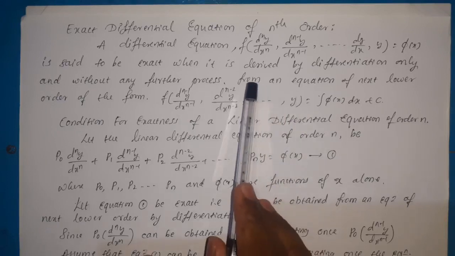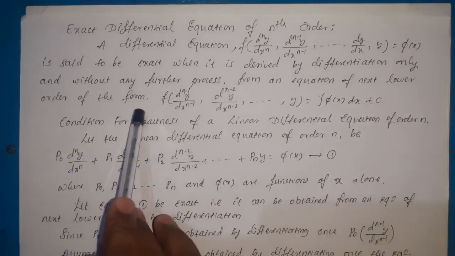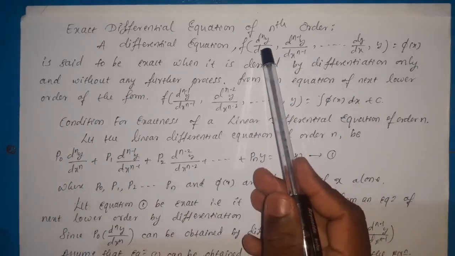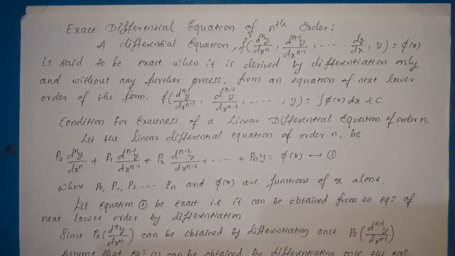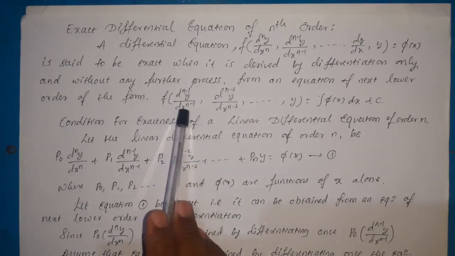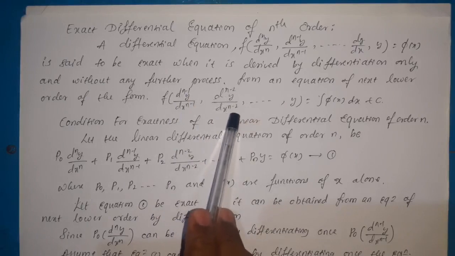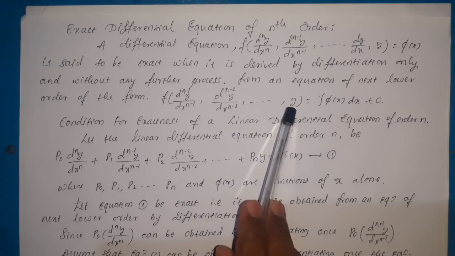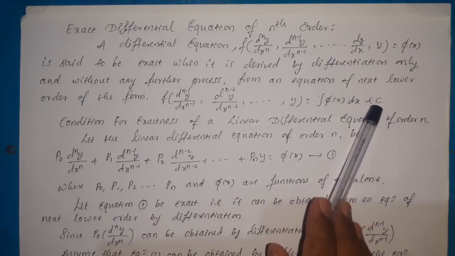So that is, from an equation of the next lower order of the form: here the order of the differential equation is n, because the highest order derivative is nth order, and the next lower order means the highest order will be n minus 1. So now it is a function of d^(n-1) y by dx^(n-1), d^(n-2) y by dx^(n-2), and so on up to y, equal to the integration of phi of x dx plus c.